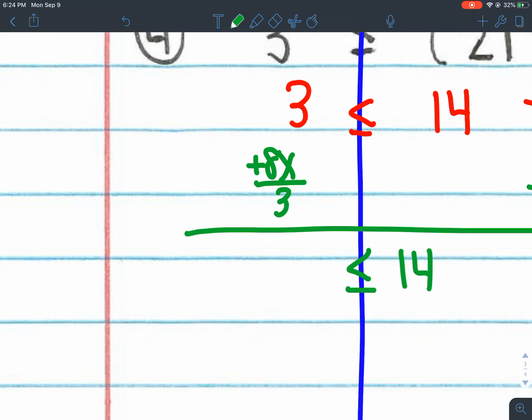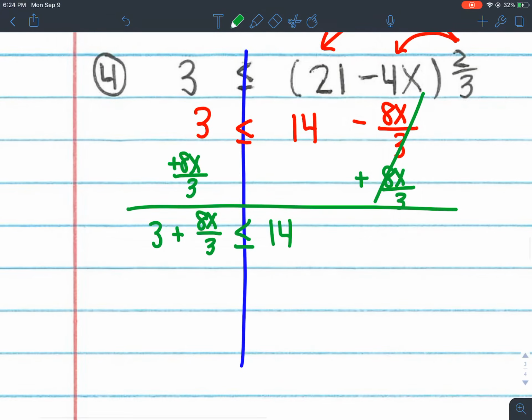And on this side, I can't combine these. So I just have 8x over 3 plus 3. Or, in other words, I can have 3 plus 8x over 3. Doesn't really matter, it's addition. So those aren't like terms, so I just have to write it next to it. Can't combine, so that's just what it is.